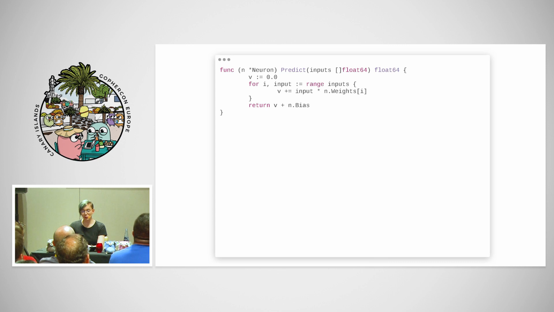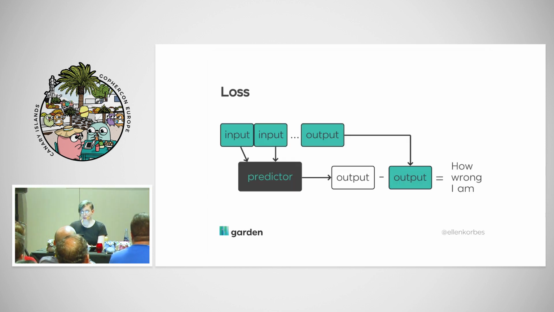So we take every input, multiply by a weight. I sum all of this into a single value, and then I add the bias at the end, and that is my prediction. Something else that I need is to be able to calculate loss.